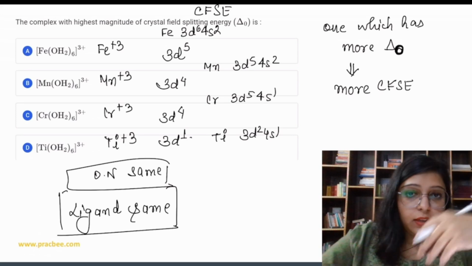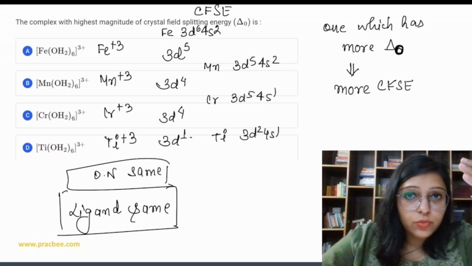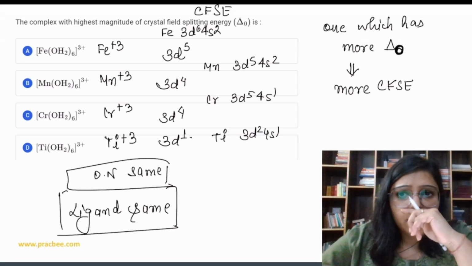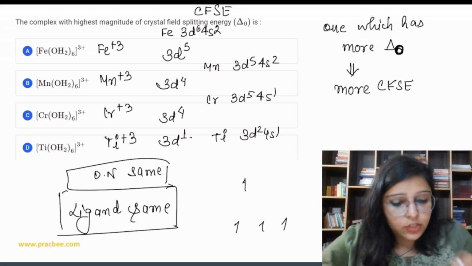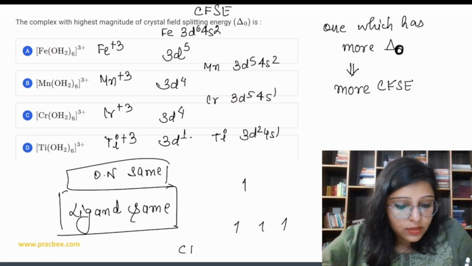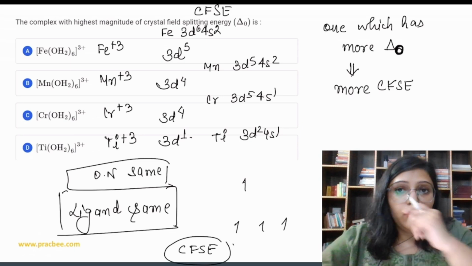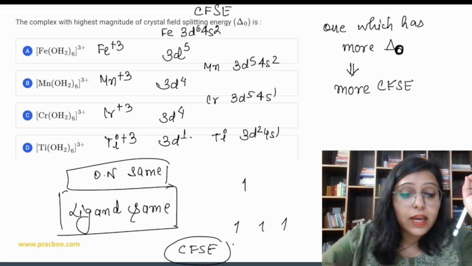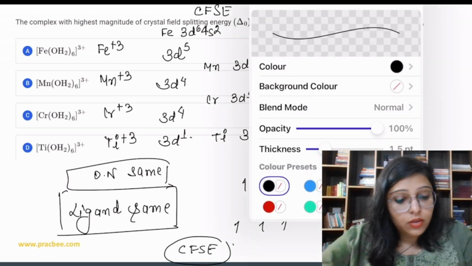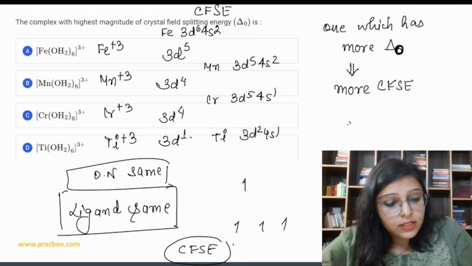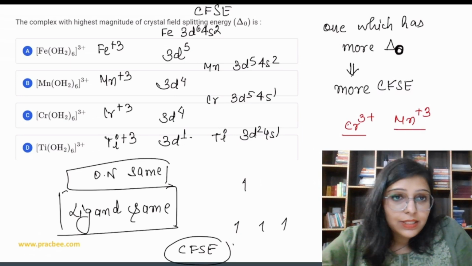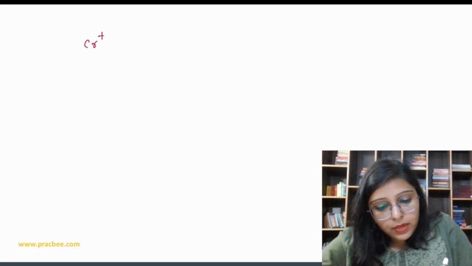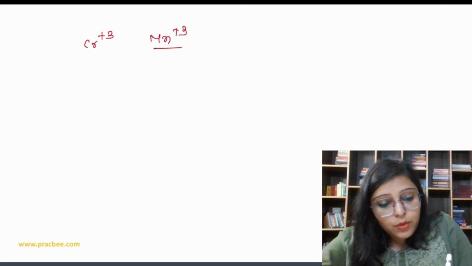And when we write down the electrons in terms of T2G and EG, we are going to get the same thing. So for chromium and manganese, if I write, T2G 1, 2, 3, then EG 4. Right, so we are going to have the same CFSE value. Now the highest magnitude of crystal field splitting energy, how to check? We have to check the radius. So if we check Cr3+ and Mn3+, same oxidation state.